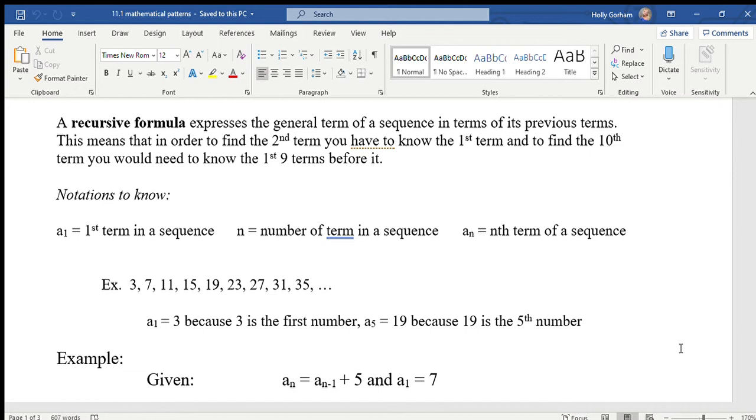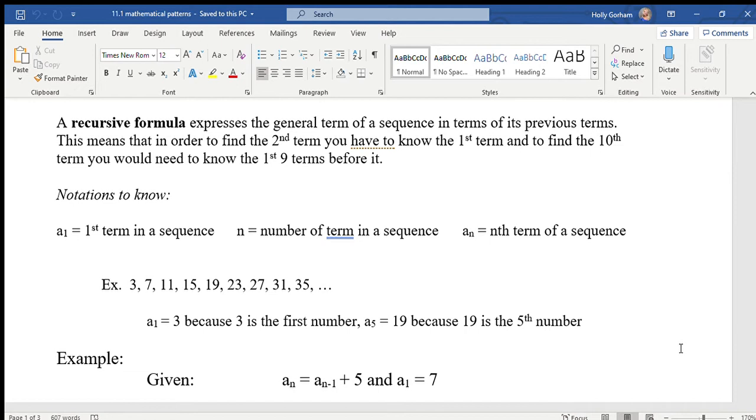Now, just some notation for you to know, when you see a sub 1, that indicates the first term in the sequence. n is the number of the term, and then a sub n is the nth term of a sequence. So let's say that you have this sequence here, 3, 7, 11, 15, and so forth.